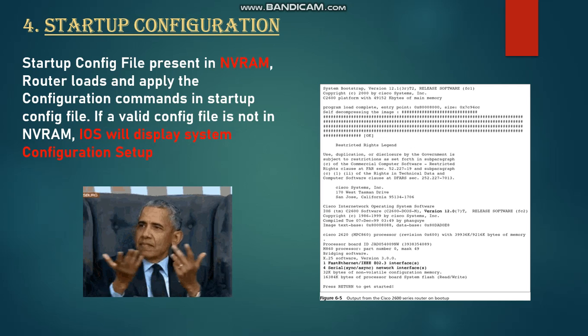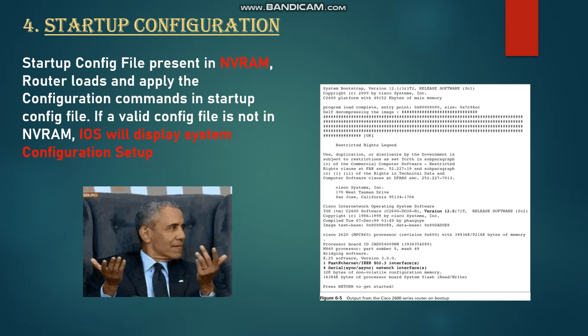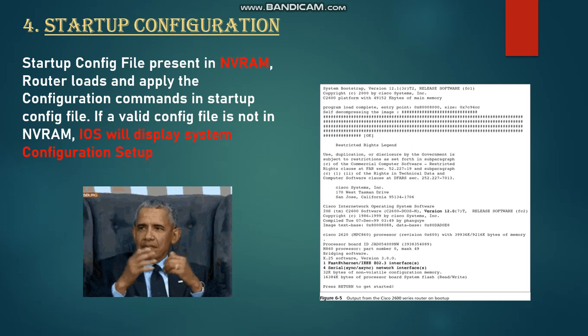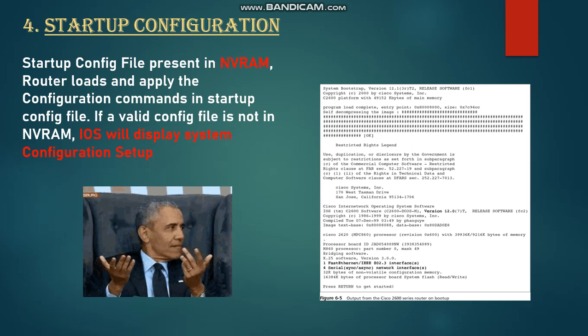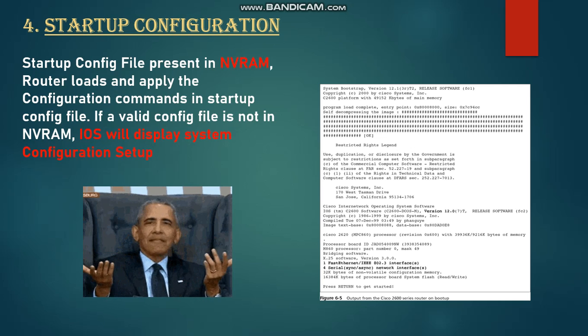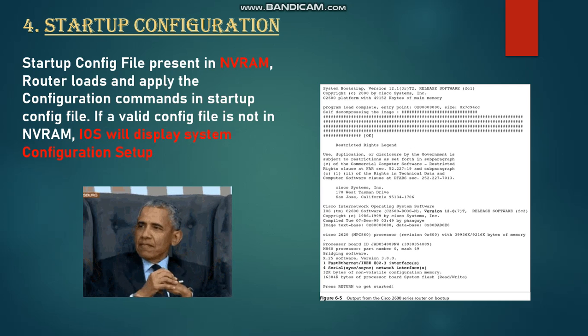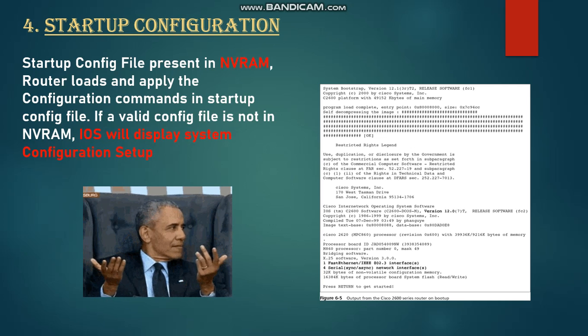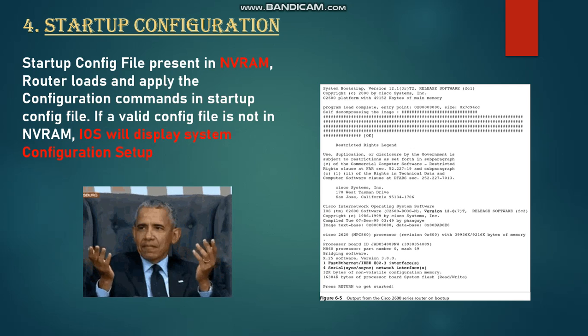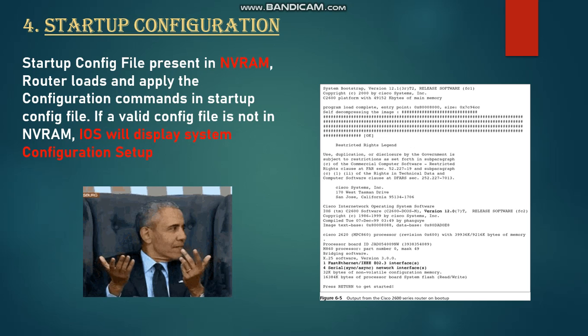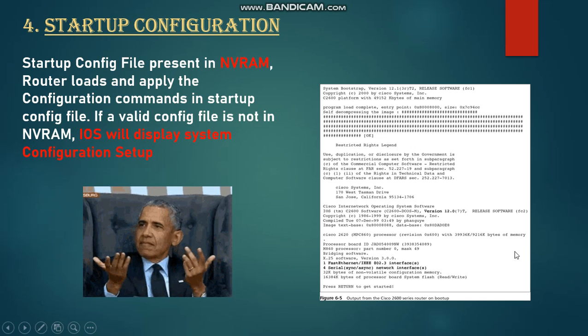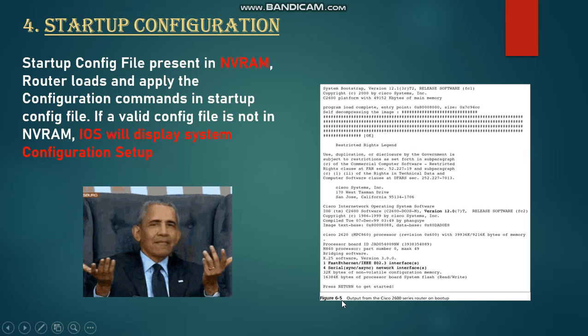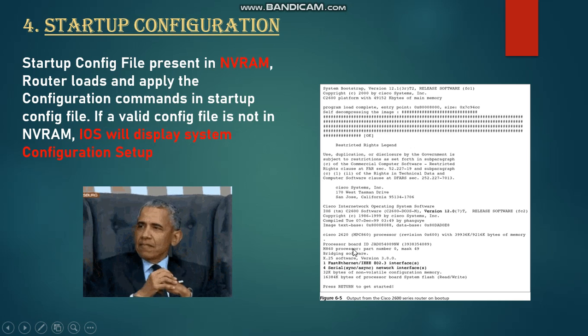Moving forward, here you can see startup configuration. Startup configuration means the file present in NVRAM. It is a file that is actually present in NVRAM. The router will load and apply the configuration commands in the startup configuration, meaning the startup config file. If a valid startup configuration file is not found in NVRAM, IOS will display the configuration setup. Here in this image, you can easily notice that everything is mentioned here.